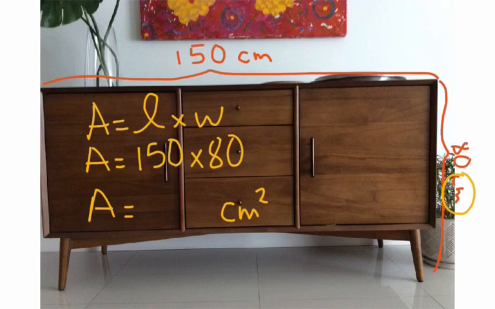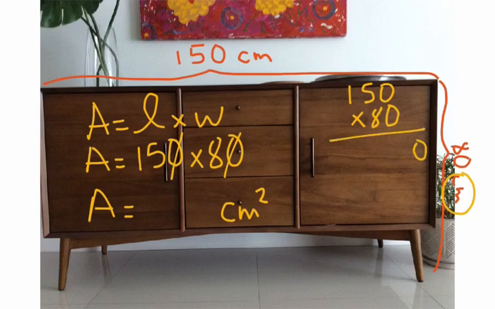Then I go over here and do my multiplication. 150 times 80. When I'm multiplying by multiples of 10, I can just cross out the zeros and put them over here, so I'm not even going to worry about them. Now 5 times 8 is 40, and I have a 4 here. 8 times 1 is 8, plus 4 is 12. So it's 12,000 square centimeters.